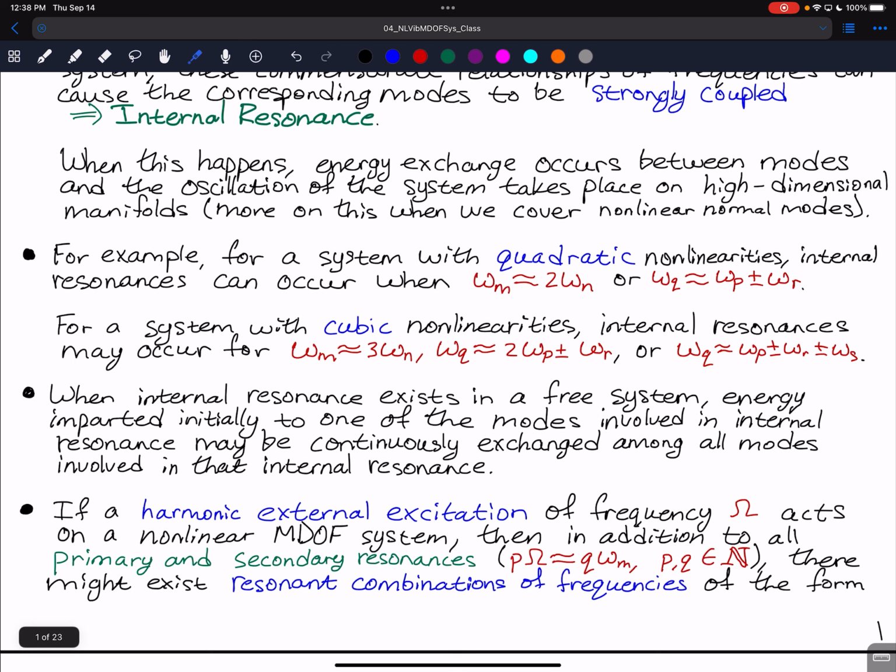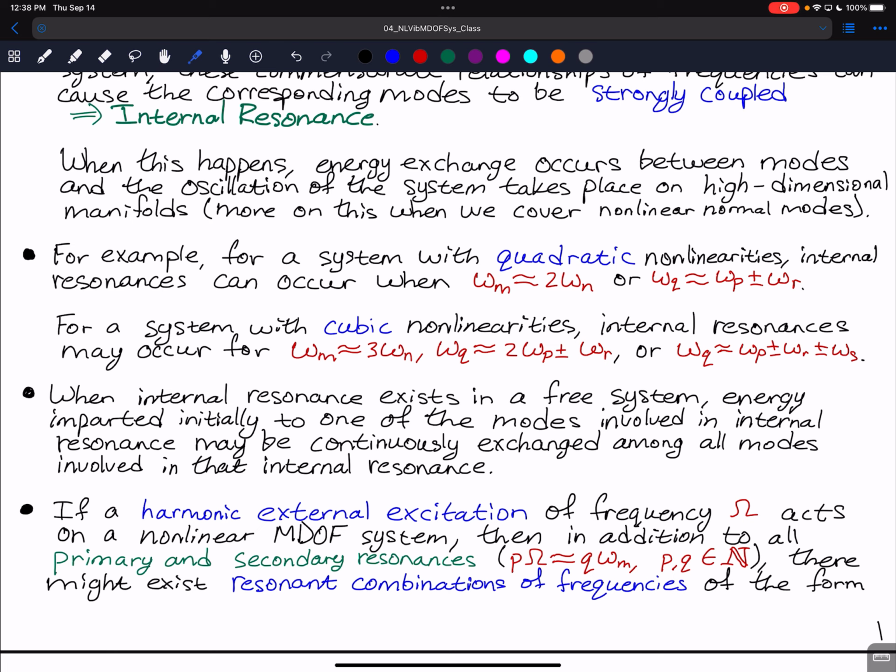Okay, so like I said, it depends on the type of nonlinearity. For example, if you have a quadratic type of nonlinearity, you can get internal resonances when one mode has twice the natural frequency of another mode, or when they're equal to some types of combinations of them.